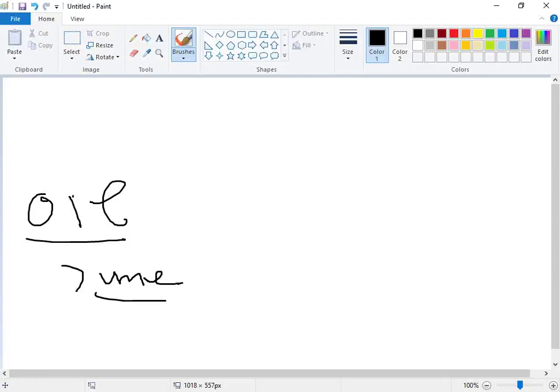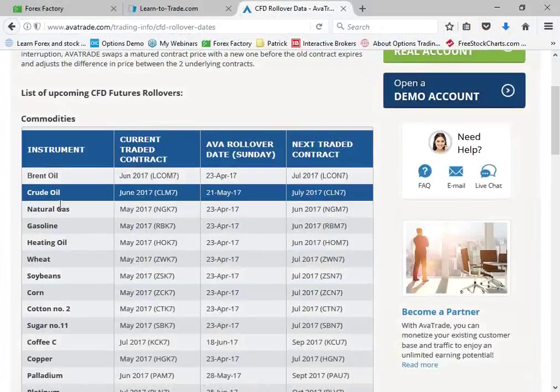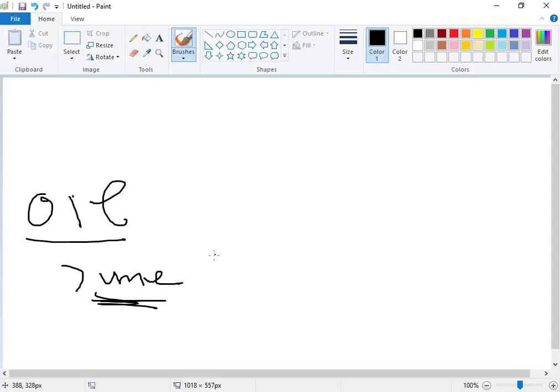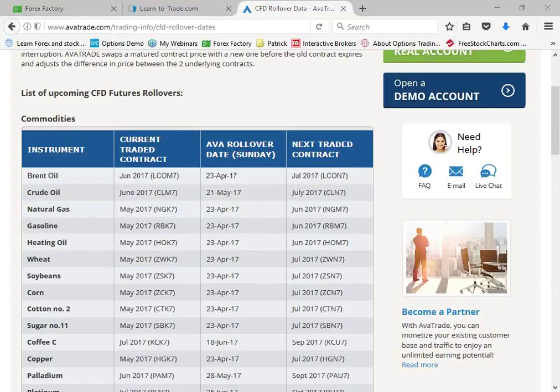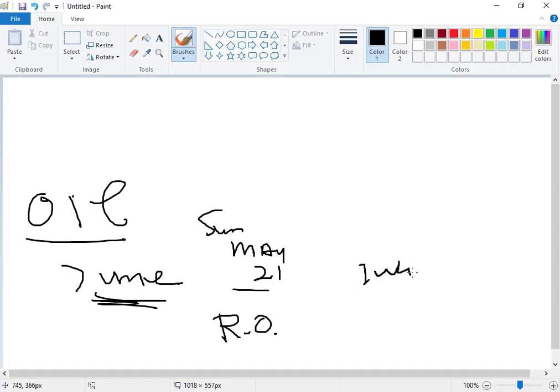And we're trading June's contract, and in the futures market, when this contract expires, if you did not close your June futures contract, you would be responsible for oil, the product itself. But in the CFD market, it tells you June oil expires May 21st, which I believe is a Sunday. So Sunday, May 21st, this contract expires. This is your rollover date. And the new contract is now traded, which is going to be your July contract.